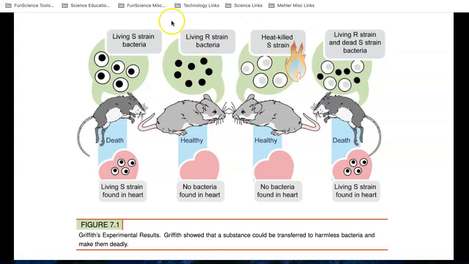He then heat treated S, this first type of bacteria, and what happened was the mouse stayed healthy. And he found that unusual. So what first killed them didn't kill them here. And then he mixed the two strains together and the mouse ended up dead. So he wondered, there had to be something that was able to transfer, some molecule, he was guessing, that transferred from the one type of bacteria to the other. He didn't know what it was, but this was a very famous experiment.